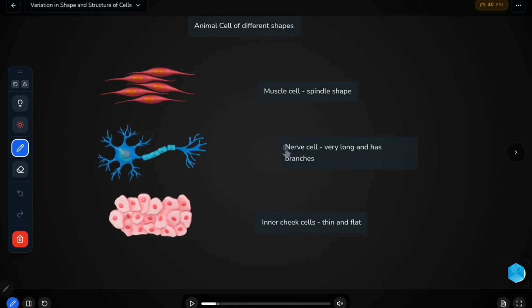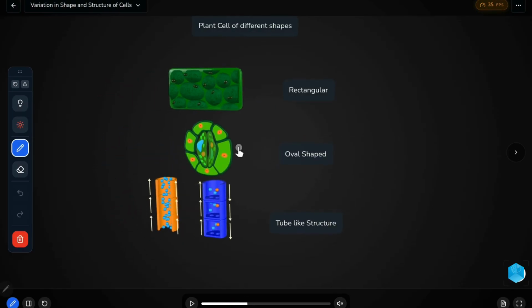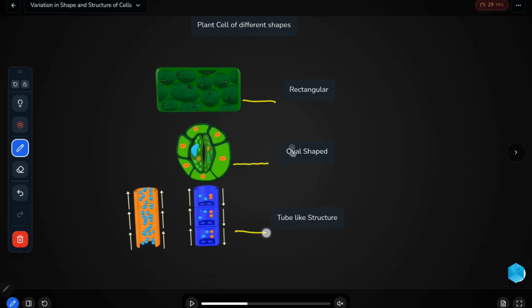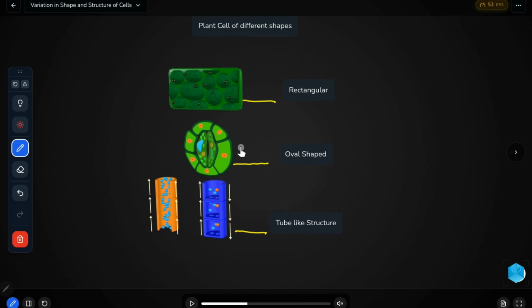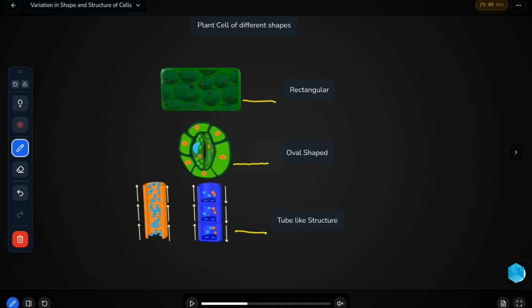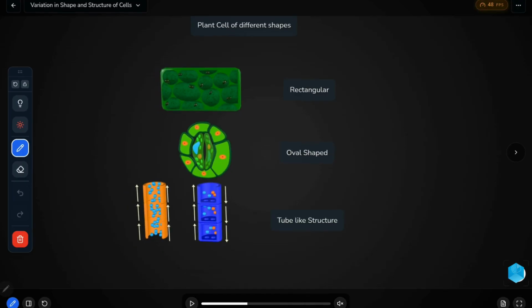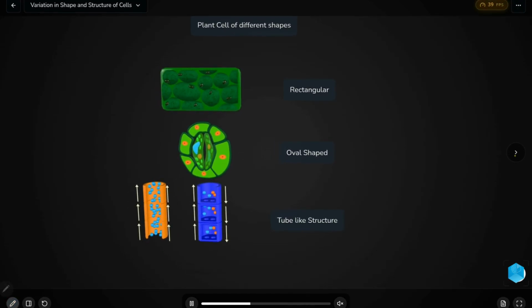Then if we talk about plant cell, even in plant cell we see different shapes. Here you can see the rectangular cells, then we can see oval shaped cells, then tube like structure cells. Because the cells are of different shapes and sizes, their function is also different. They perform different functions. That's why we call cell as a structural and functional unit of life.